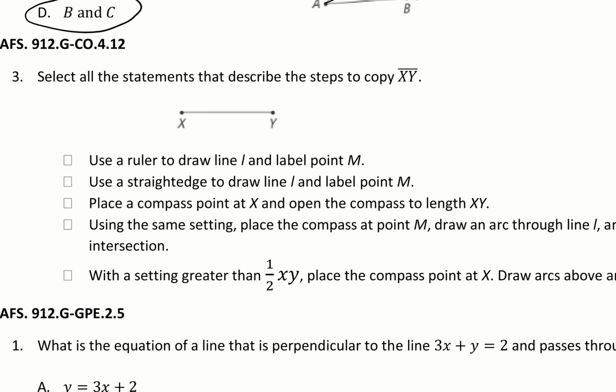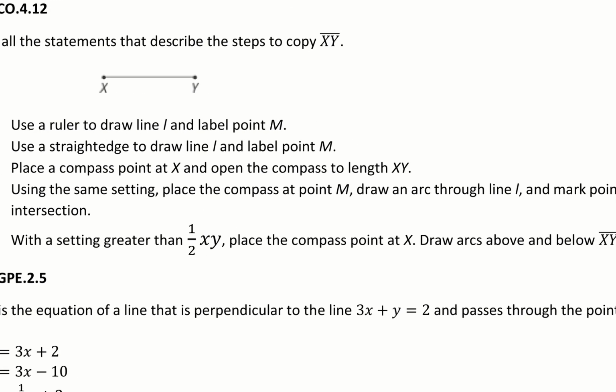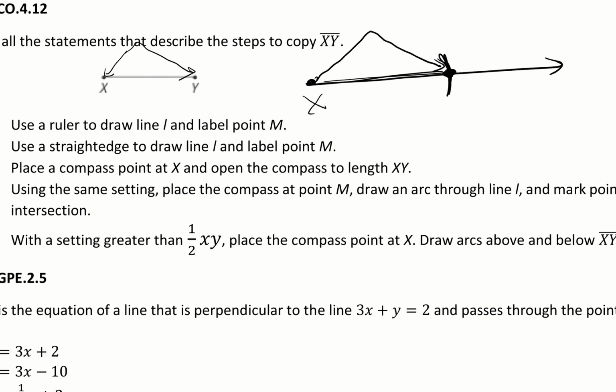Select all the statements that describe the steps to copy XY. Remember, to copy XY, you have to use a straight edge to make a line, right? Using a straight edge. So you make a straight edge and then you measure this with the compass, and then you use that same measurement and then draw an arc, and then label that point where it crosses the line, and then this line is going to be your new line segment.